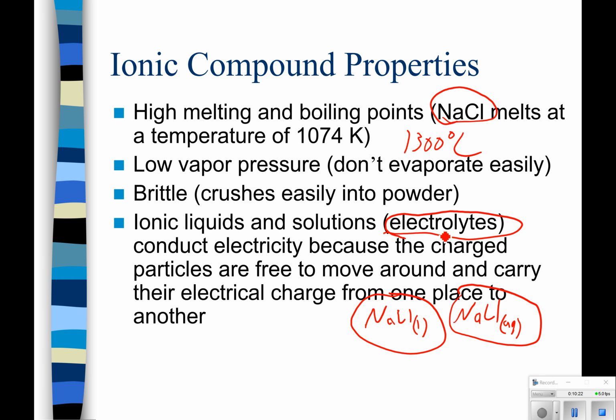Electrolytes mean that the resulting solution conducts electricity, because the charged particles contained inside that solution or ionic liquid are free to move around and carry their electrical charge from one place to another. So they allow the free movement of charge, which is essentially electricity. If we have an ionic liquid or a solution that has an ionic compound dissolved in it, it will conduct electricity. But if the substance is not ionic and doesn't separate into charged particles, it will not conduct electricity. So the key here is that we have freely moving charged particles.